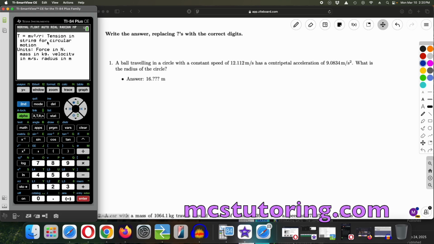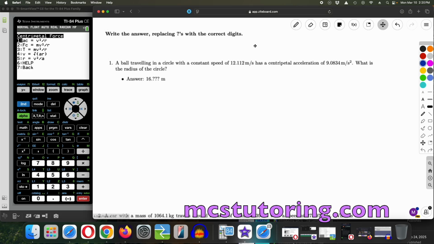We've got T equals mv squared over r. Tension in a string for circular motion. And we've got the units and so on. Okay, so without further ado, let's do this first question. I'm just going to start labeling things, by the way.